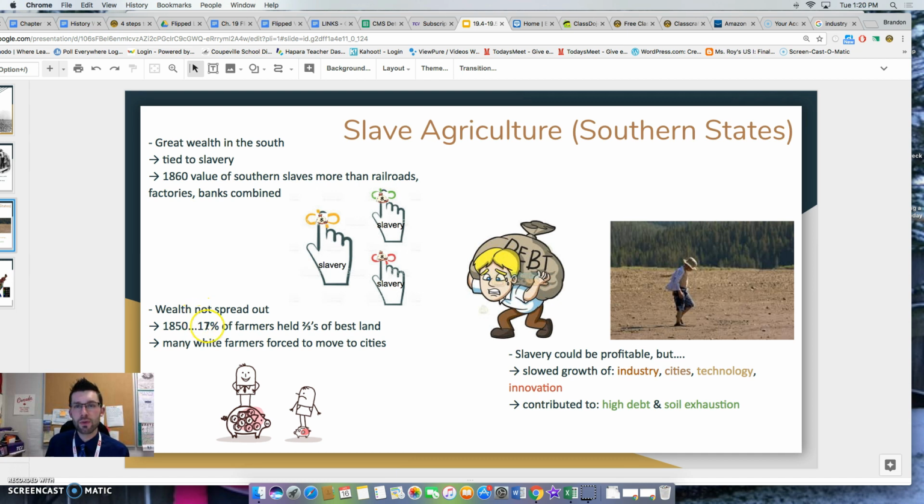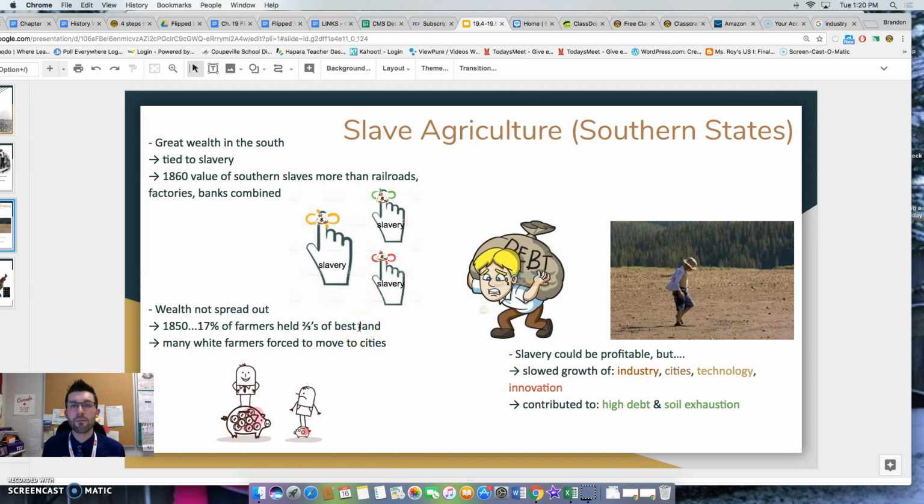Now, in the southern states, you would think, based on what we've talked about so far, that everyone was rich. This isn't so. In fact, wealth was not very spread out in the South. In 1850, 17% of farmers held 2/3 of the best land in the South.